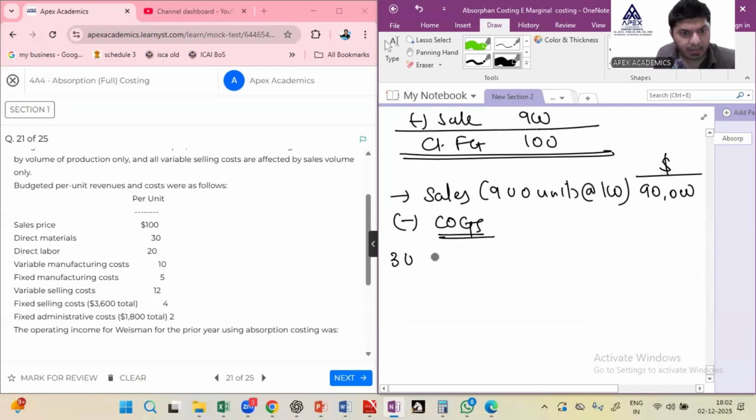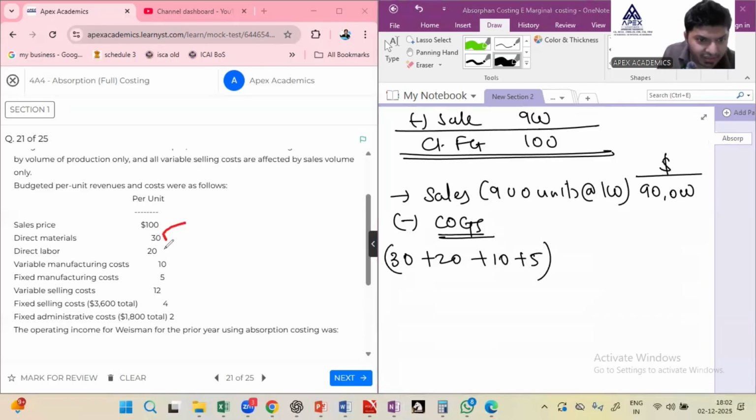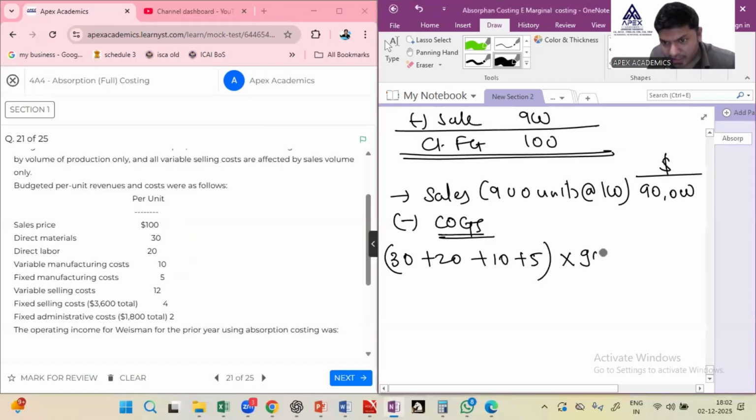So 30 plus 20 plus 10 plus 5. 30 is direct material, 20 is direct labor, 10 is variable manufacturing, 5 is fixed manufacturing. All of this in toto is going to be a part of COGS. I am going to multiply this by units sold straight away, which is 900, and this comes to 58,500. Let us check it once. 30 plus 20 plus 10 plus 5 multiplied by 900. The answer is 58,500. This gives me a gross profit of 31,500.